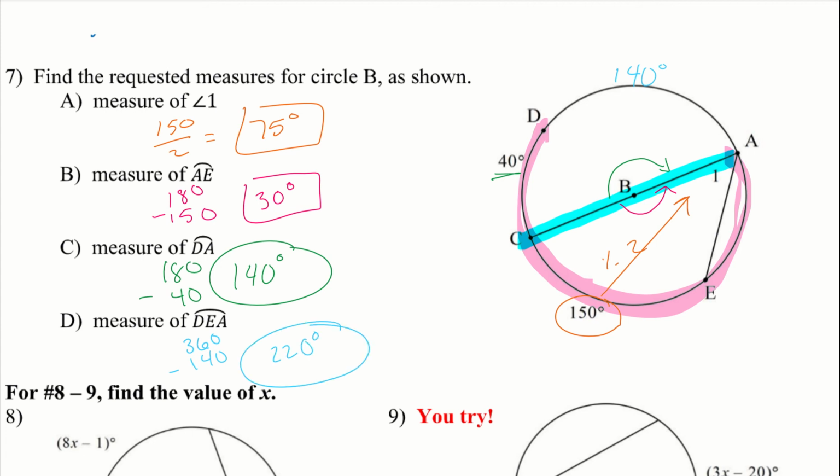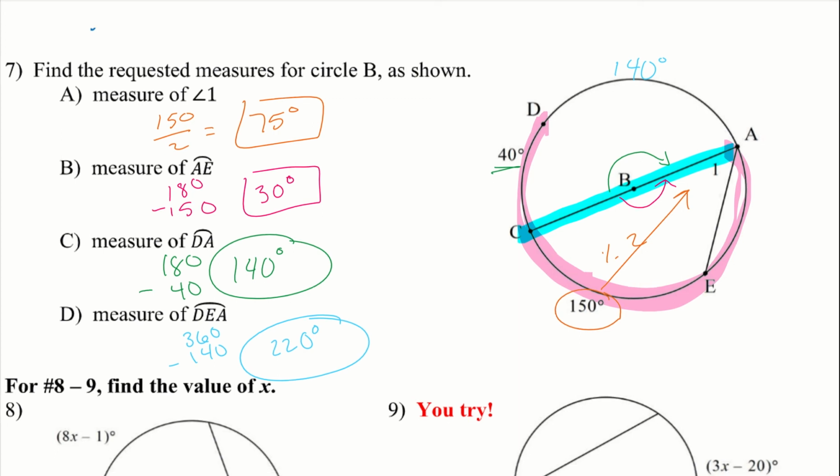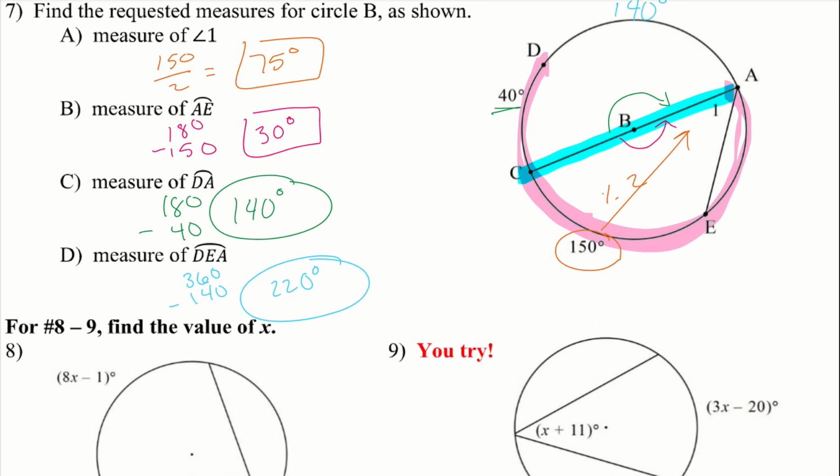All right, there's also another way we could have done that. We could have done 180 plus 40. We could have split it up and done 150 plus 30 plus 40. Any way to get the measure of DEA.